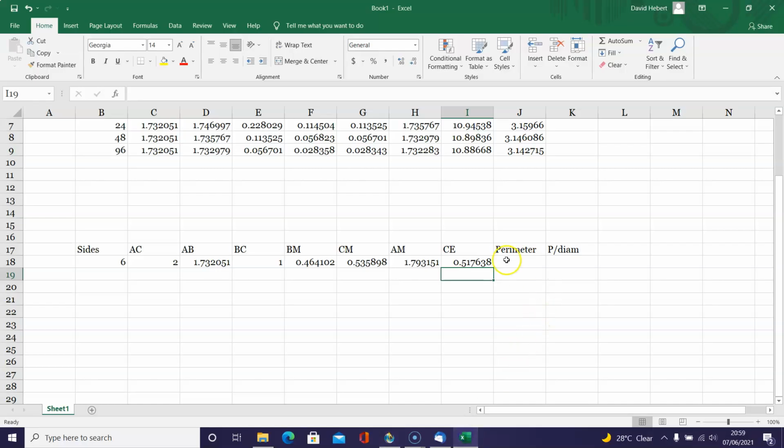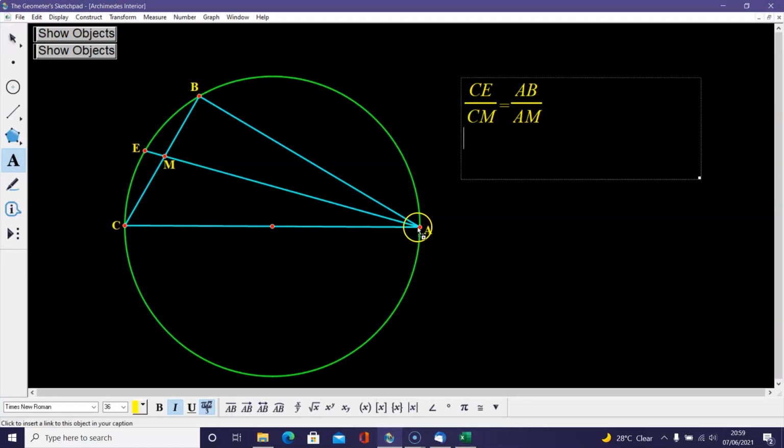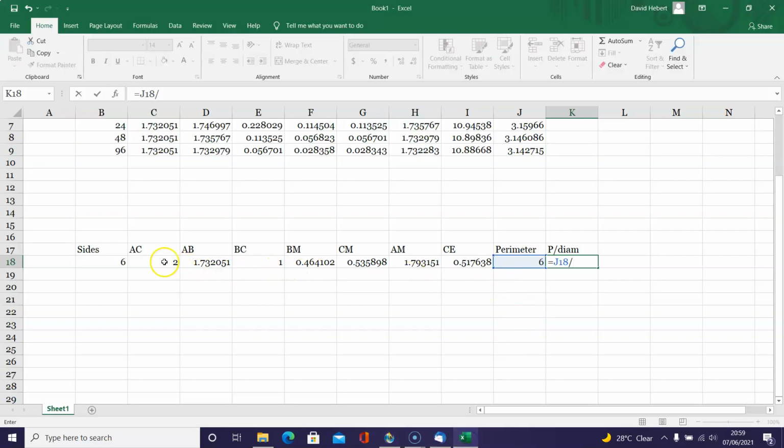So when I'm looking for the perimeter, I'm going to take BC and multiply it by the number of sides. And then to get the ratio of perimeter to diameter, we're going to take the perimeter divided by, let's look at our diagram, our diameter is the length A to C. So I'm going to divide by A to C, and lo and behold, we get a perimeter to diameter ratio of 3.